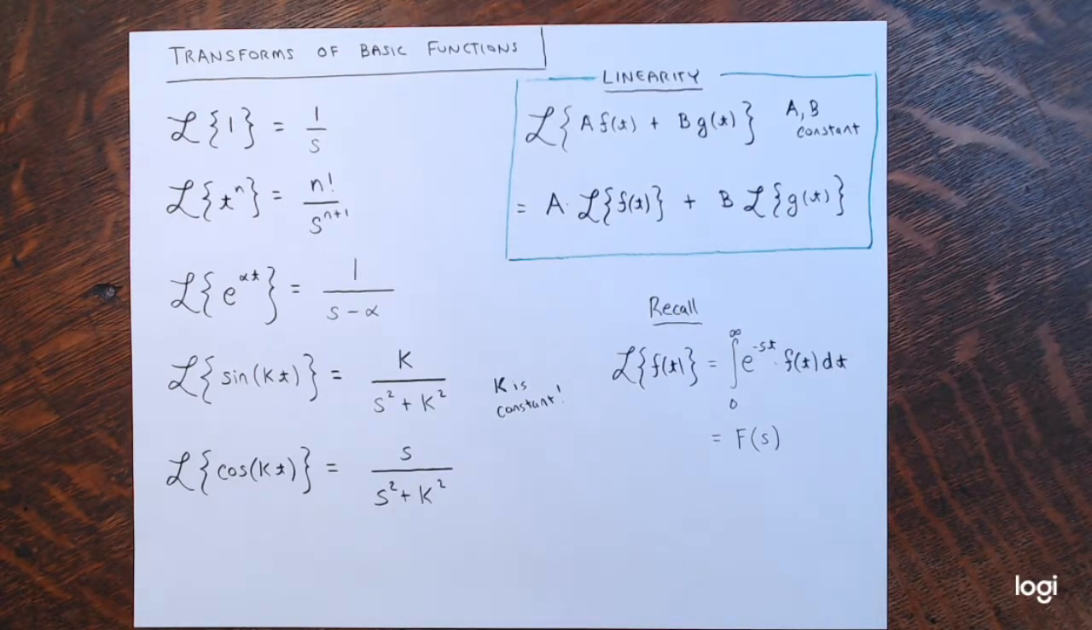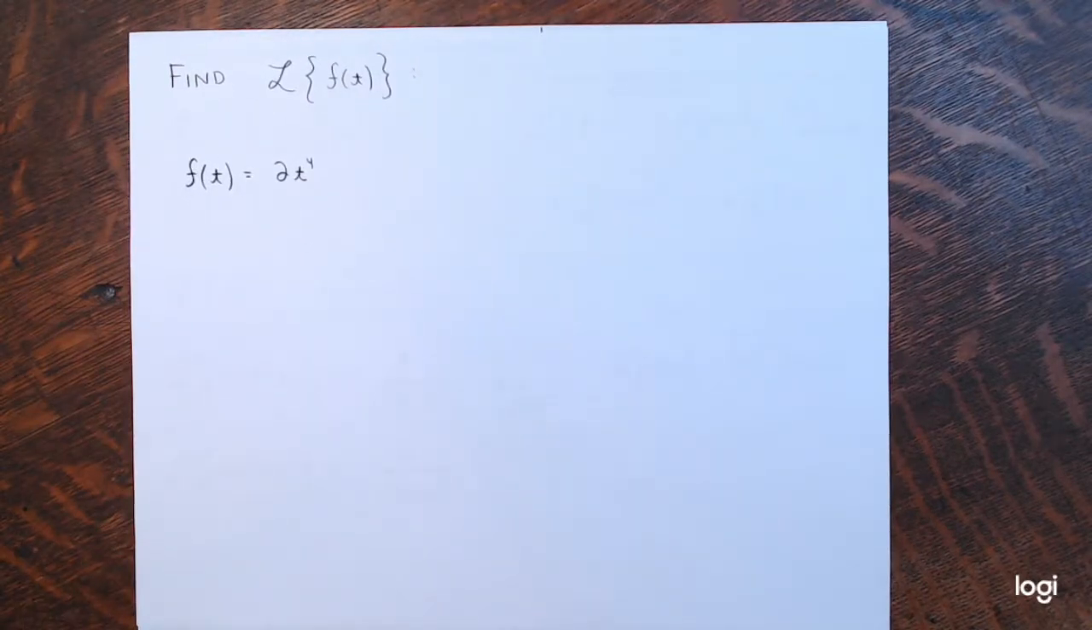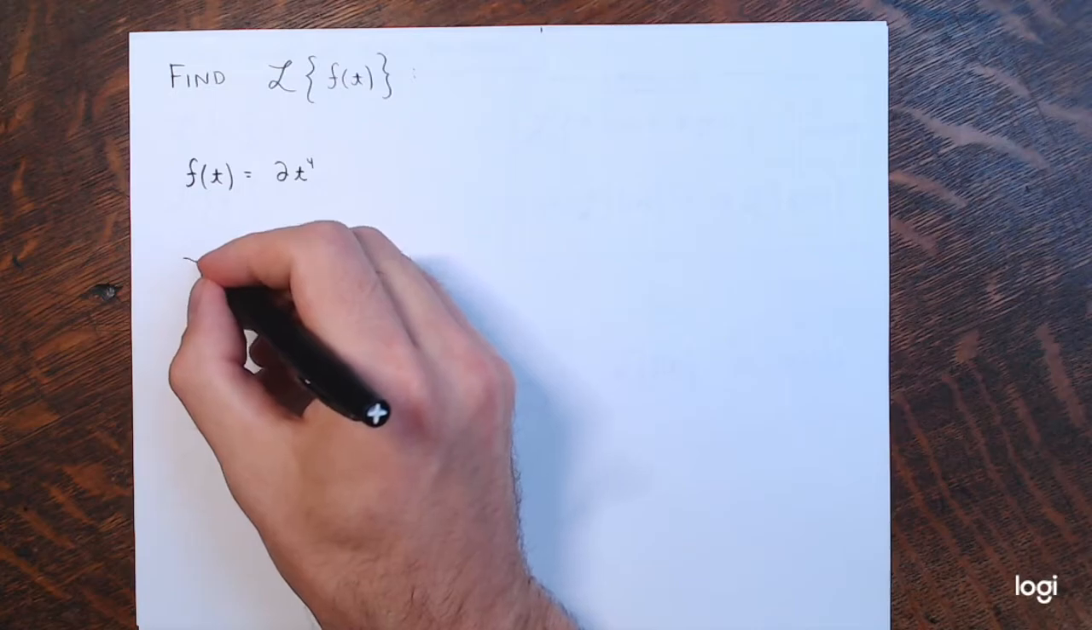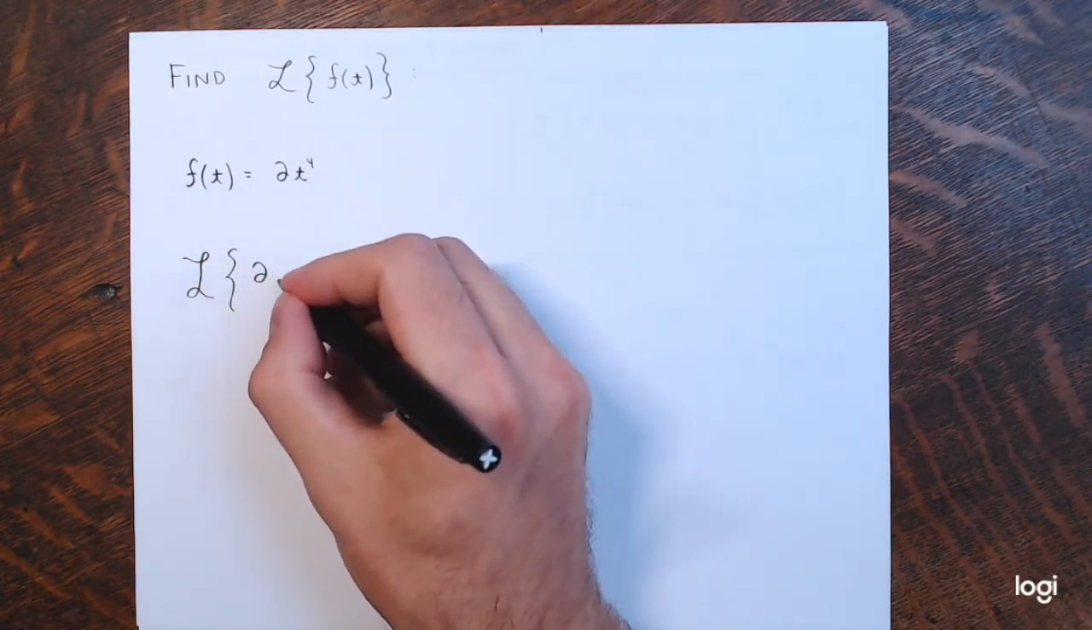Now for the rest of the video, I'm going to find the Laplace transform of some functions using those formulas that I just covered. So the Laplace transform of 2 times t to the fourth.